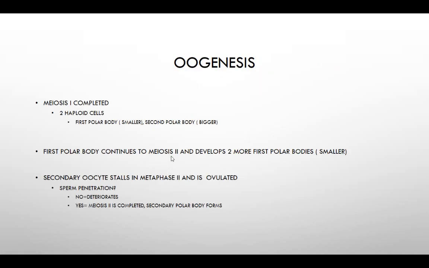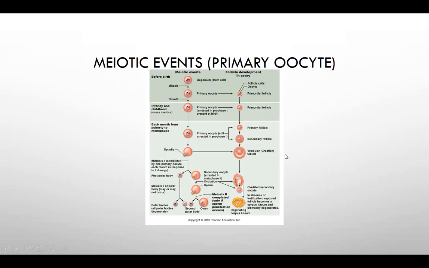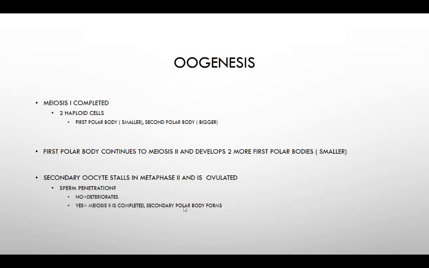All right, let me go back up here. The first polar body continues to meiosis 2 and develops 2 more polar bodies. So let's go back here. So there's our first polar body. It goes through meiosis 2 and develops 2 genetically different polar bodies. But again, very immature, very weak, not going to be able to sustain fertilization if it occurred. So really they're just kind of a wash, to be quite honest with you.